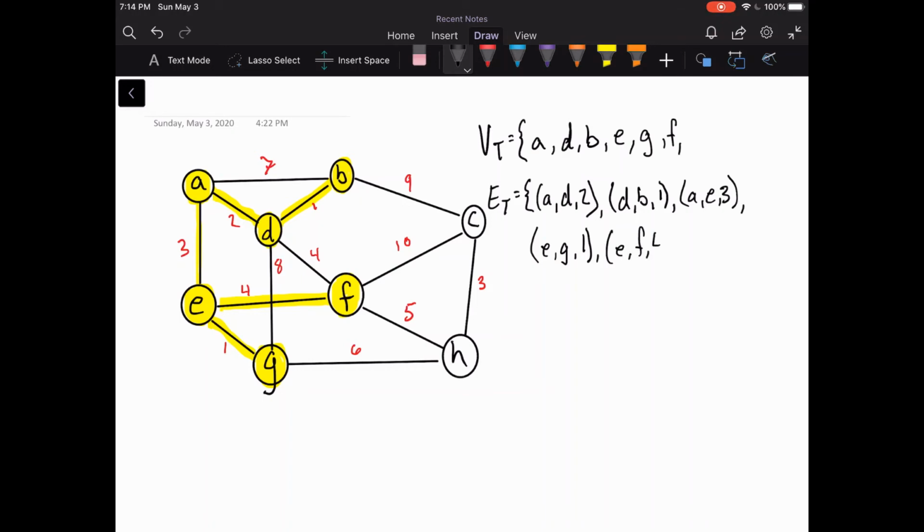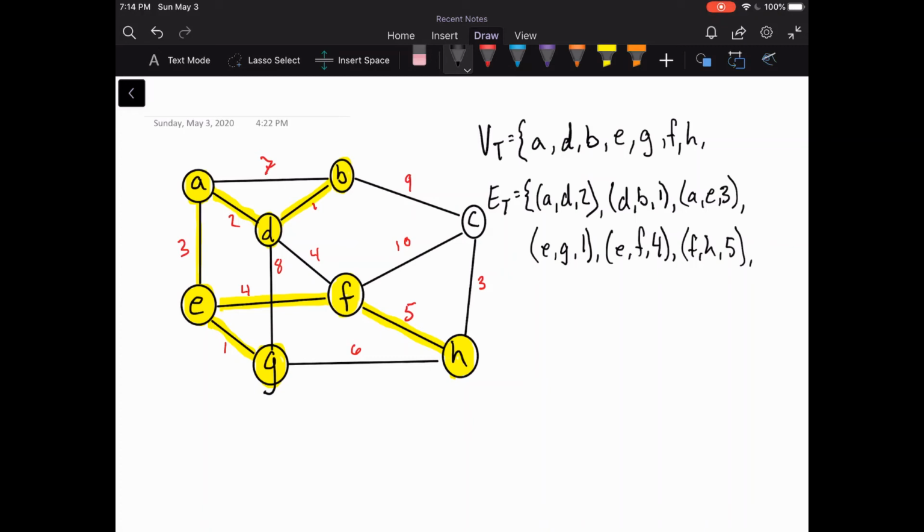We continue on, much like before. So now we have B to C with a weight of 9, F to C with a weight of 10, F to H with a weight of 5, and G to H with a weight of 6. Our lowest is, in fact, F to H with a weight of 5. So we will go ahead and select that vertex, and add both of those to our solution sets. We add that vertex H, add the edge F to H with a weight of 5, and we continue on.